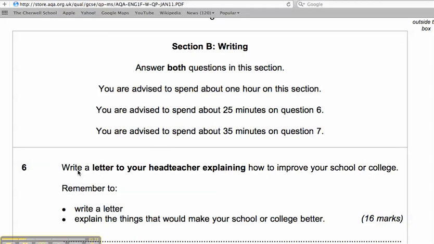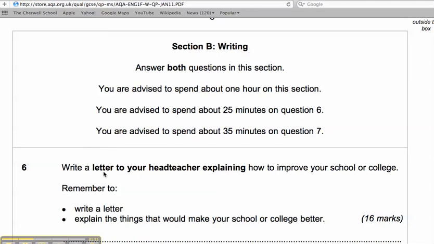This is question 6. It says, write a letter to your head teacher explaining how to improve your school or college. And then it gives you some advice. Remember to write a letter. It's all pretty obvious, but thank you, exam board, anyway. It's just told you that. And explain the things that would make your school and college better. I'm not really sure how helpful that is, but anyway, that's what they put on there. So how might you approach it?